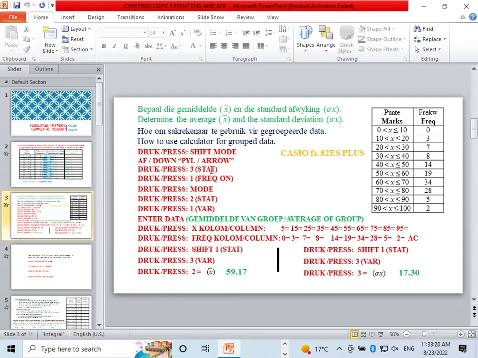Now we're going to enter the data. You get the average of the interval, that's the midpoint. So 0 to 10, what's the midpoint? 5, equal to. We'll go first in one column. Then 15 equal to, 25 equal to, 35 equal to, 45 equal to, 55 equal to, 65 equal to, 75 equal to, 85 equal to, 95 equal to. Then you use your arrow to get into the frequency column.